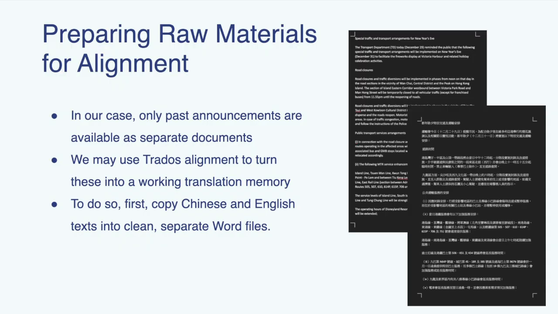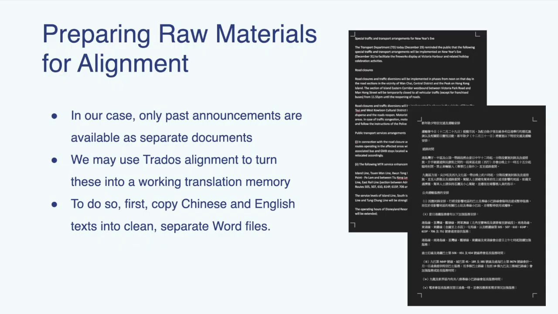resources yourself. In our scenario today, let's imagine you're the only person on the team who even knows what a CAT tool is. All you have access to are last year's announcements, but only as separate documents on the website. Don't worry. Trados makes it easy to turn these bilingual materials into a working TM through a process called alignment. First, you'll need to transfer the text into a clean file. Of course, Trados supports a wide range of file types, including more complex formats from typesetting tools like InDesign.